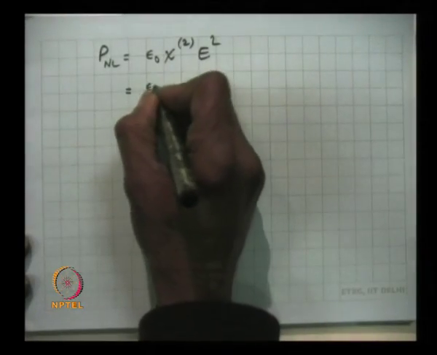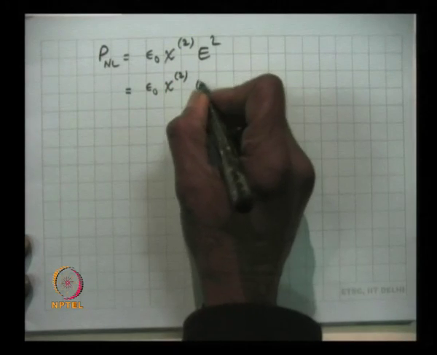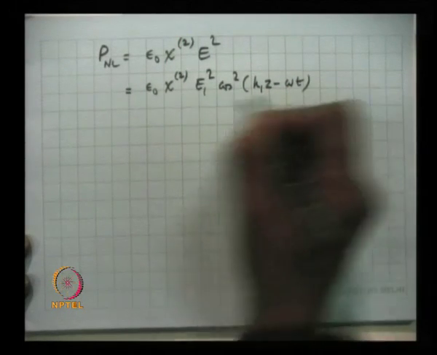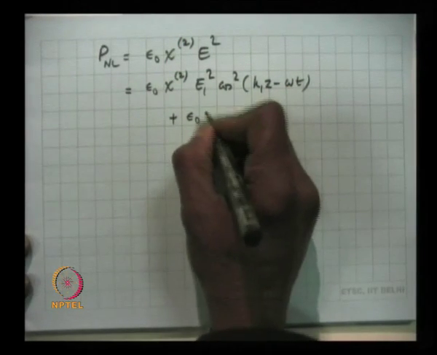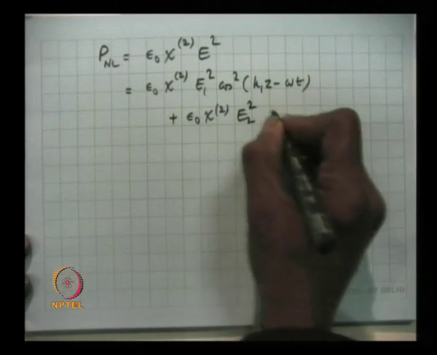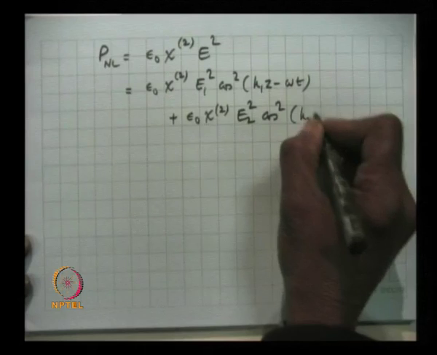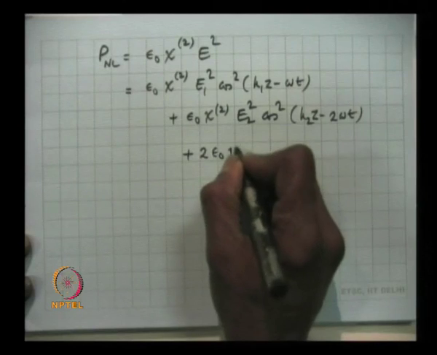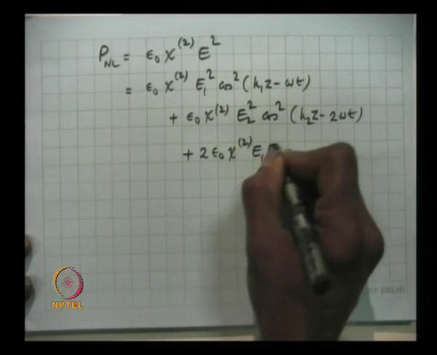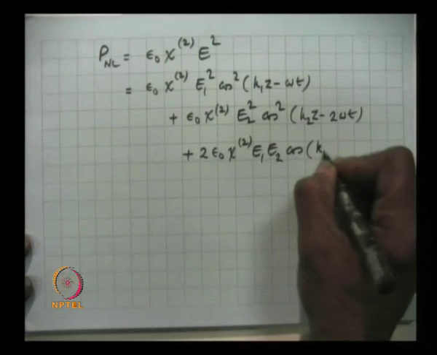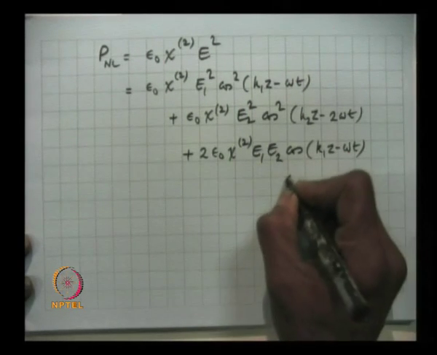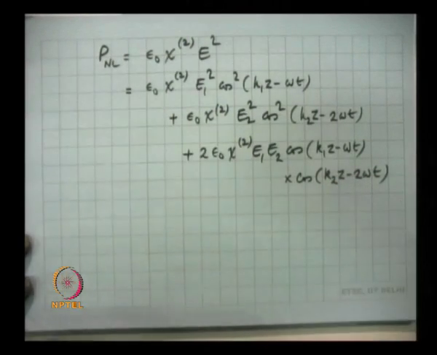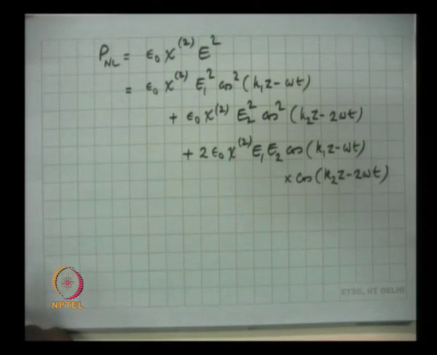I will have epsilon 0 chi 2 E 1 square cos square of k 1 z minus omega t, plus epsilon 0 chi 2 E 2 square cos square of k 2 z minus 2 omega t, plus 2 epsilon 0 chi 2 E 1 E 2 cos of k 1 z minus omega t into cos of k 2 z minus 2 omega t, as in a plus b whole square.